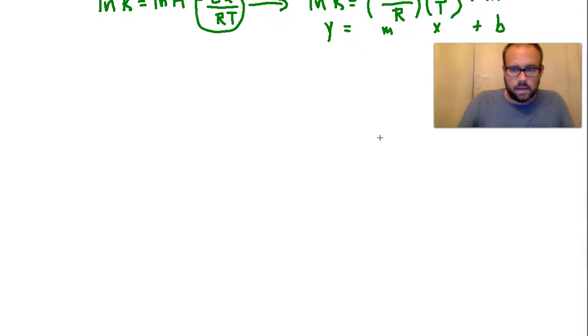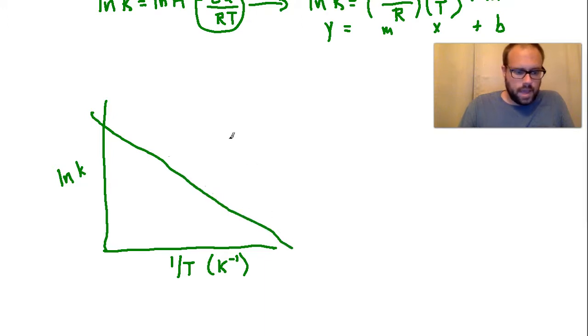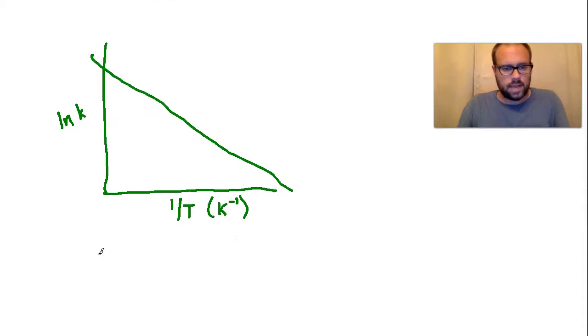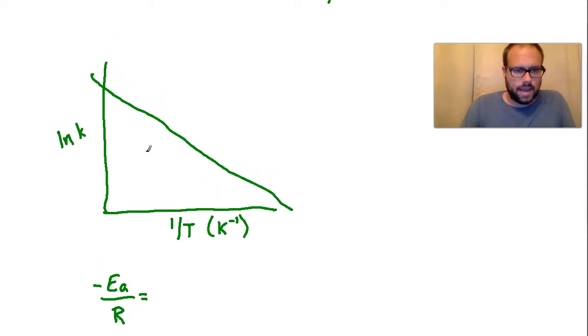So when we do that, let's go ahead and draw this out. We're going to have ln of k, and we're going to have 1 over T, so it's the inverse temperature, which, as far as units go, is Kelvin to the minus 1 here. So you're going to find some sort of negative slope coming down through here. And again, we can say that the slope is going to be the negative activation energy over R.